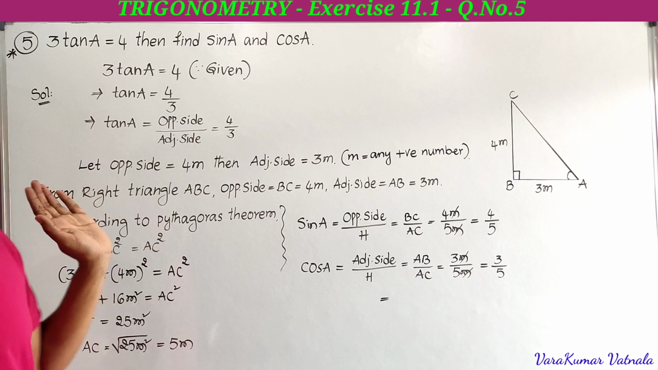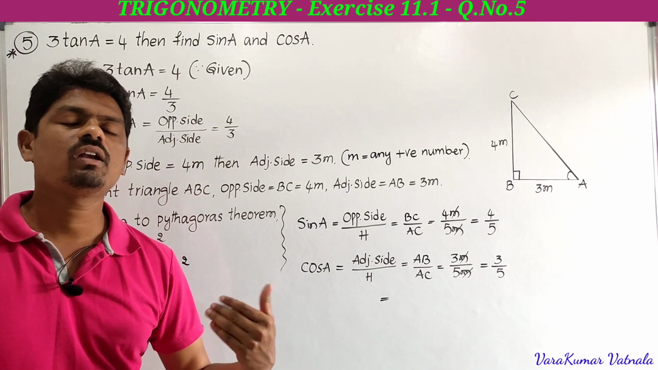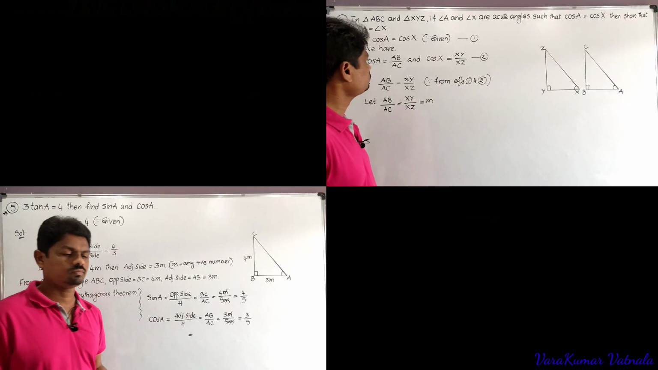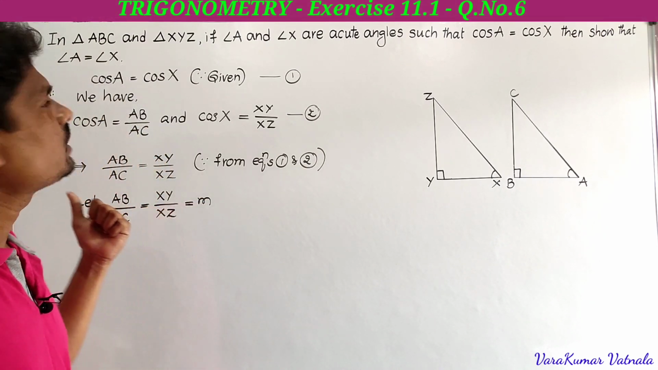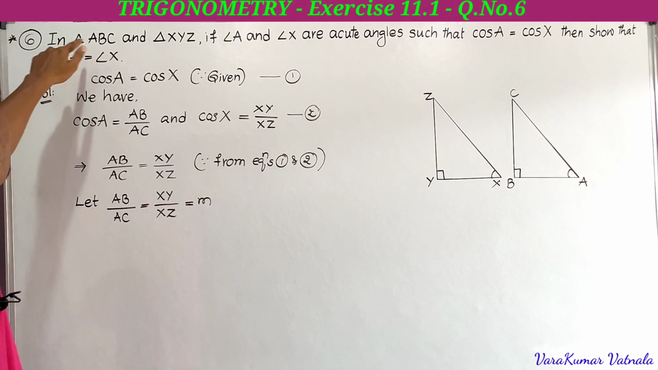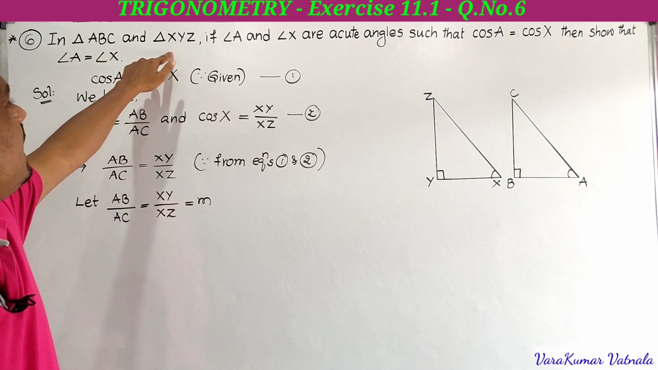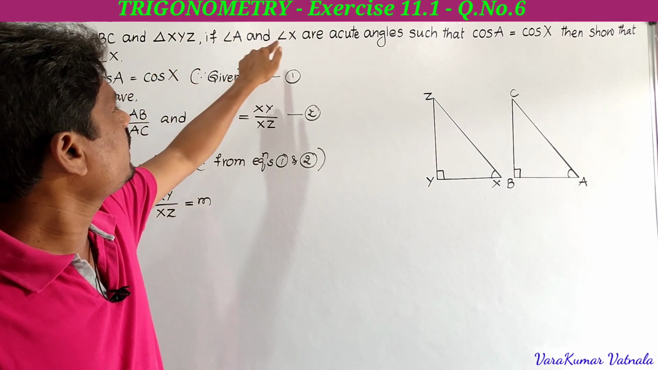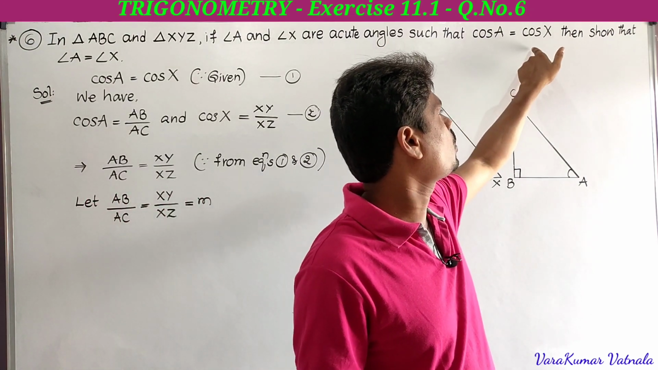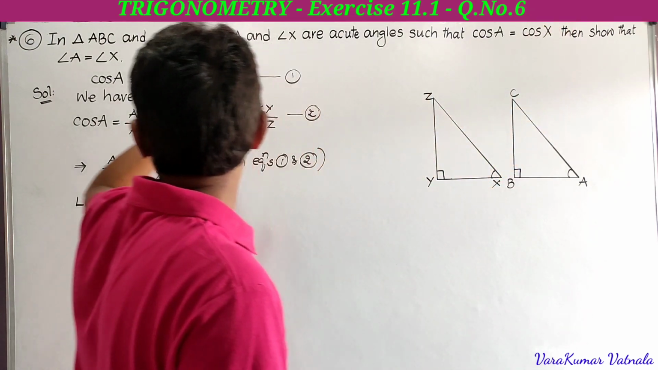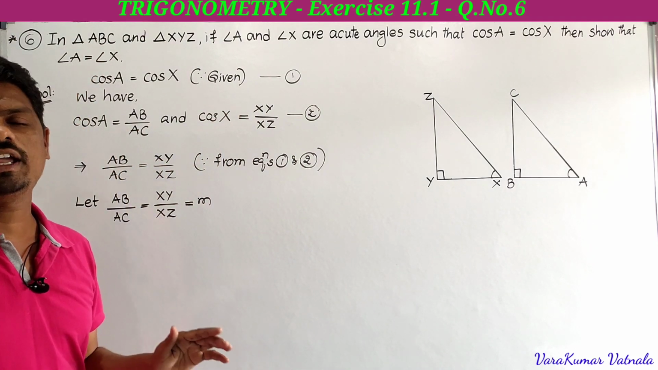So this is the fifth problem in exercise 11.1. Next we have to solve the sixth problem in exercise 11.1. See here what he is asking. In triangle ABC and triangle XYZ, if angle A and angle X are acute angles such that cos A is equal to cos X, then show that angle A is equal to angle X.